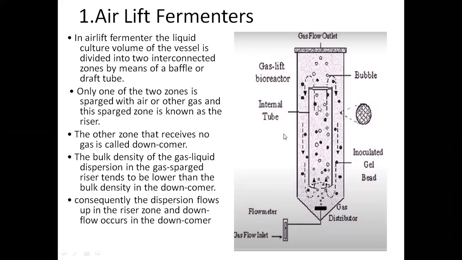The bulk density of the gas-liquid dispersion in the gas-sparged riser is a little bit lower than the bulk density in the downcomer. Therefore, there is a flow: the dispersion flows up in the riser zone and comes down through the downcomer. Basically, the nutrient medium rises up in the riser zone with the air and gas which is being sparged, and it comes down through the downcomer. So it is getting uniformly mixed with the help of the gas and the sparger.